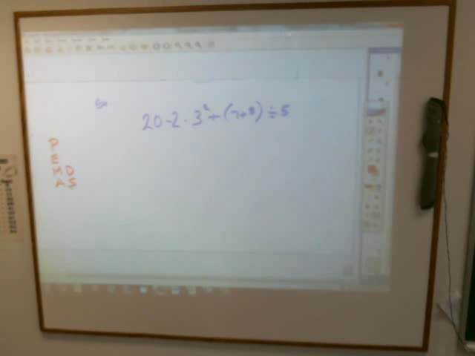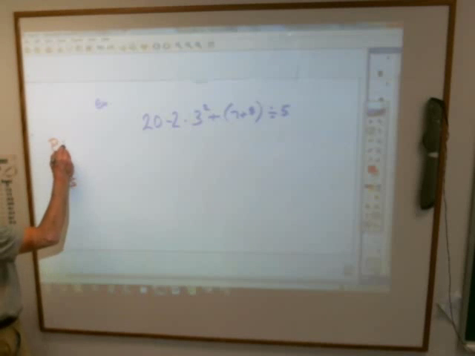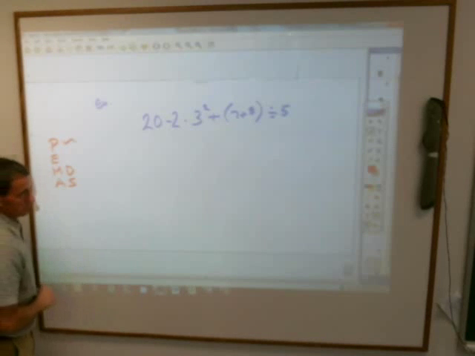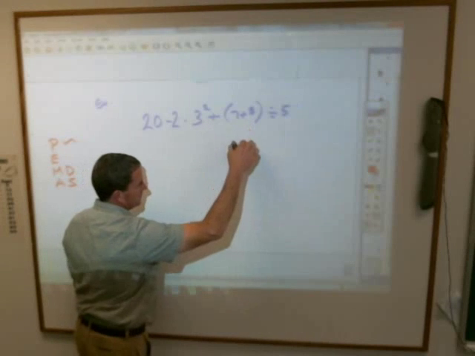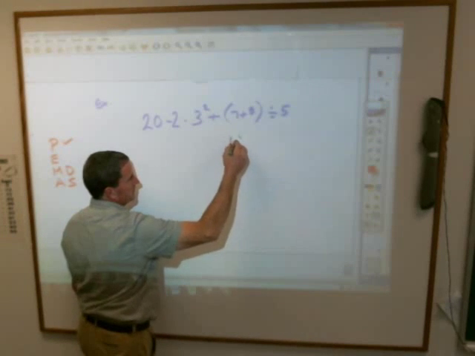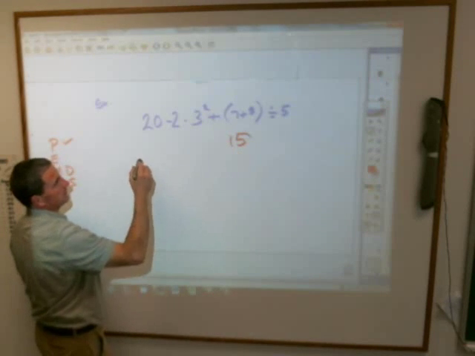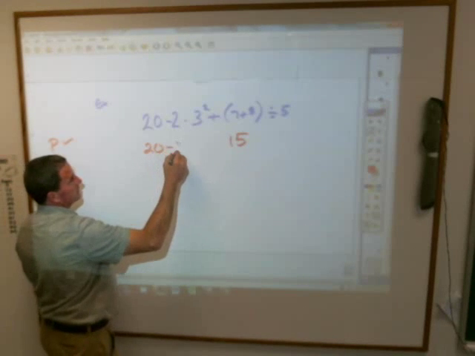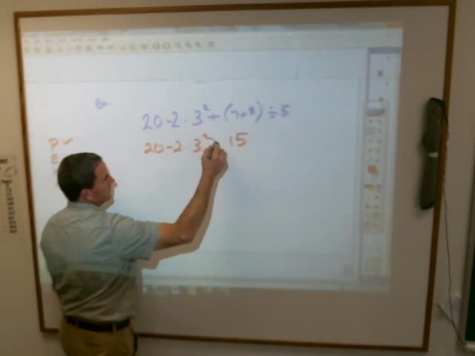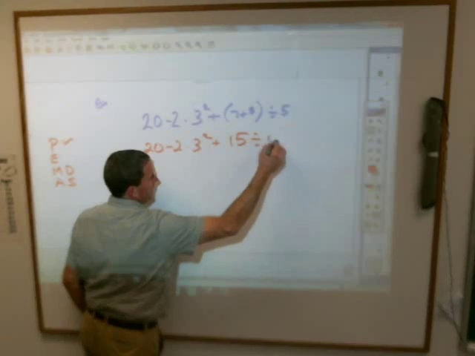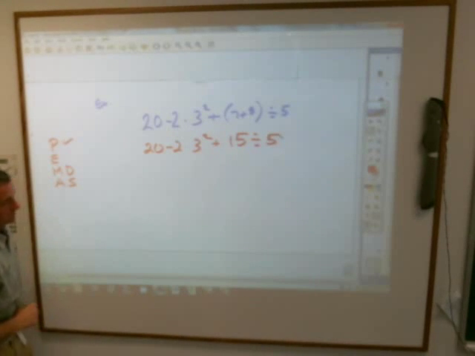And this is what you should do. Please don't cut corners. You're going to write this problem down on your homework, and then you're going to follow it one step at a time. So check mark off. The first thing we see are the parentheses. Yes. So I need to do this first. 7 plus 8 is 15, correct? So I have 20 minus 2 times 3 squared plus 15 divided by 5.